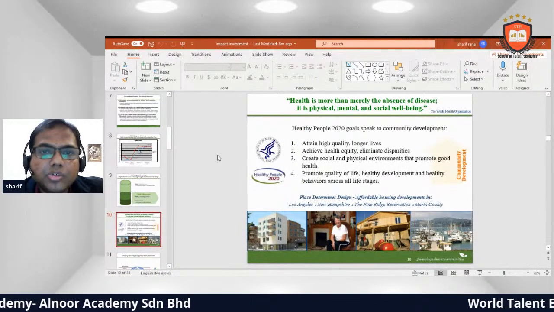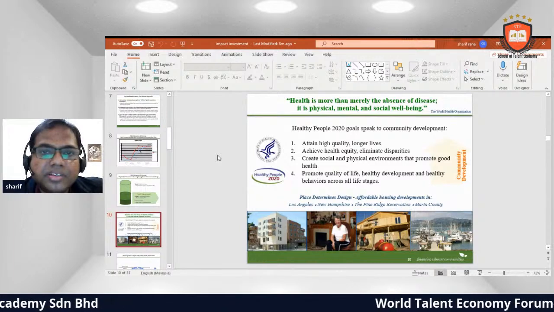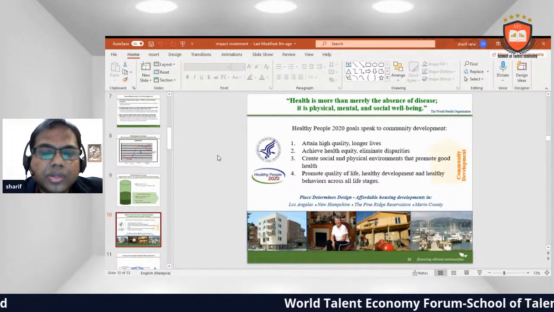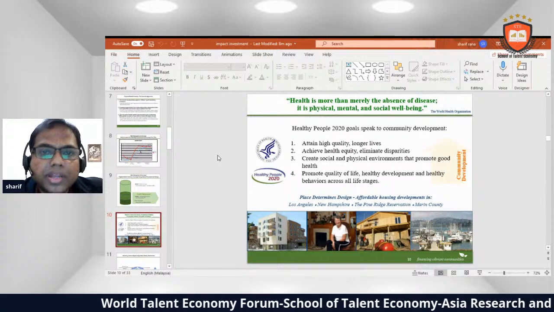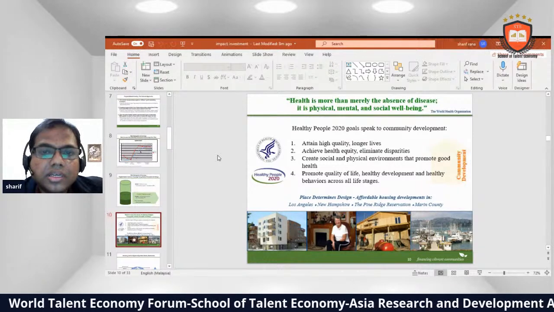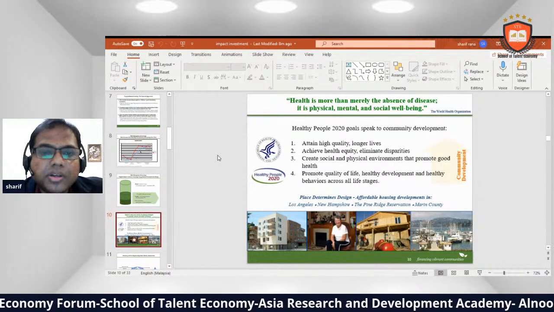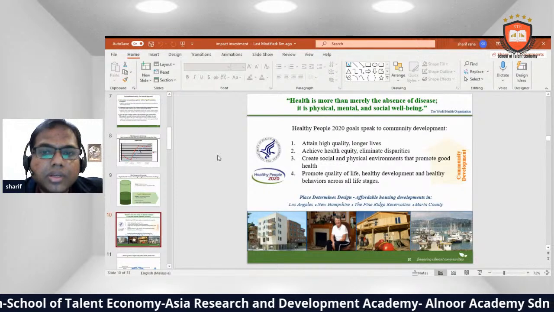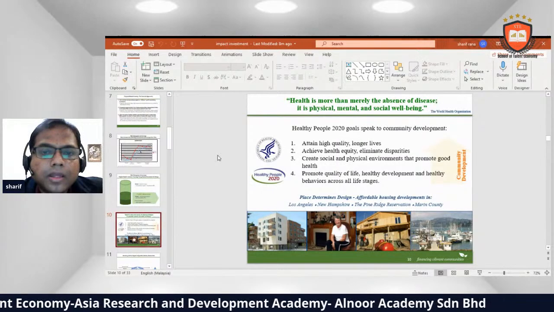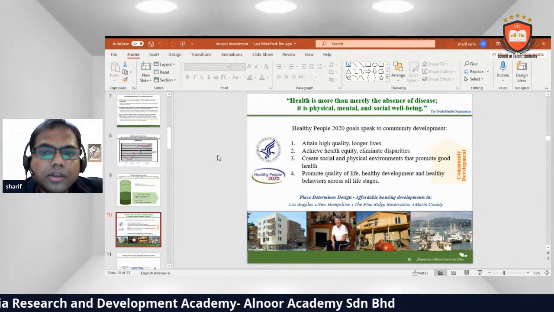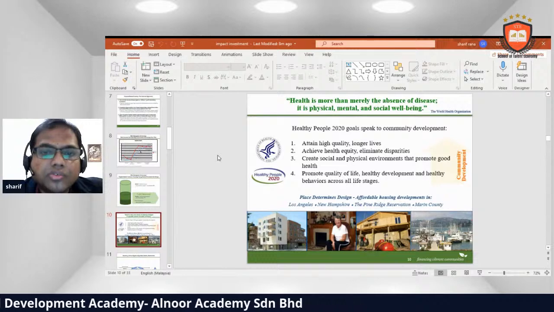Here, health is more than merely the absence of disease. It is physical, mental, and social well-being. Healthy People 2020 goals speak to community development: attain high quality, long lives, achieve health equity, eliminate disparities, create social and physical environments that promote good health, provide quality of life, healthy development, and healthy behavior across all of the stages.